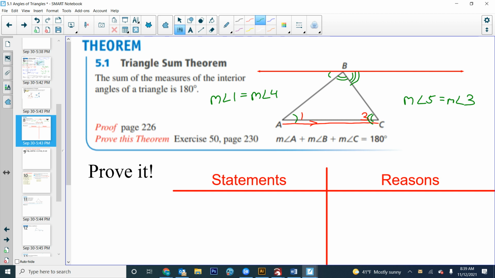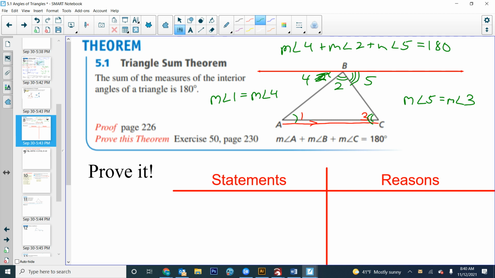They're not a linear pair. We called them a linear trio, I think, right? Linear trio. And help me out. Was it 2, 4, and 5? It's 4, 2, 5. So we can say measure of angle 4 plus the measure of angle 2 plus the measure of angle 5 equals 180. Those are not the angles inside of the triangle. Those are the three angles that combine to make that line.